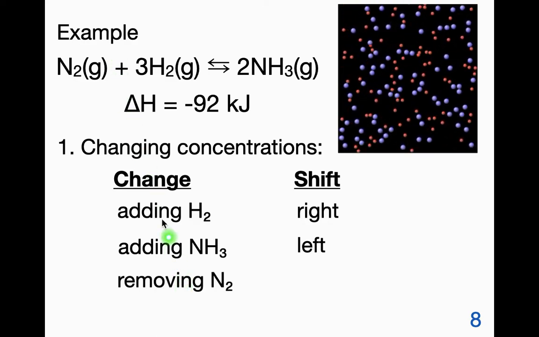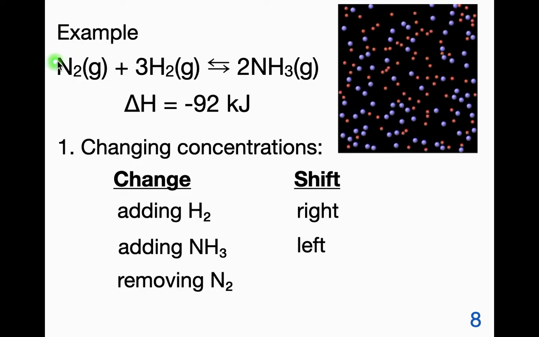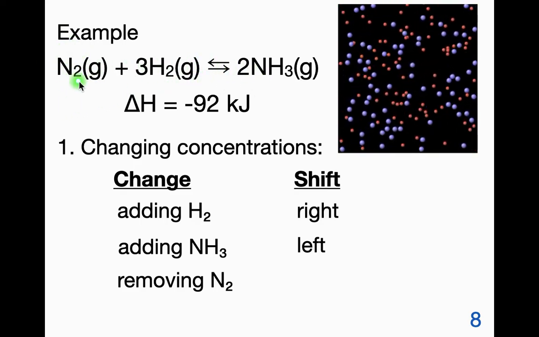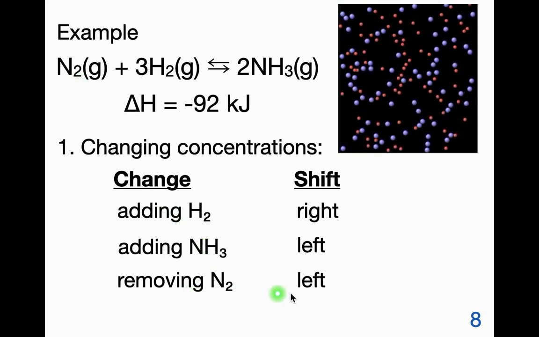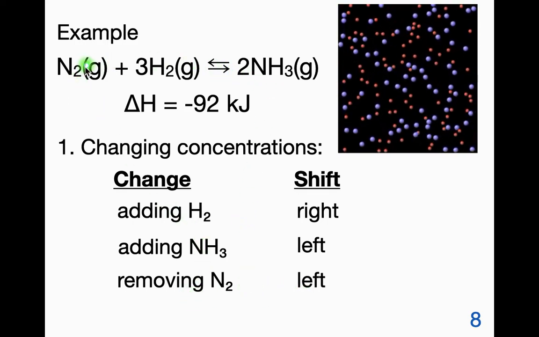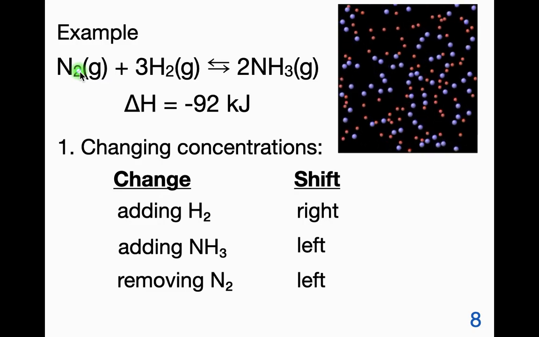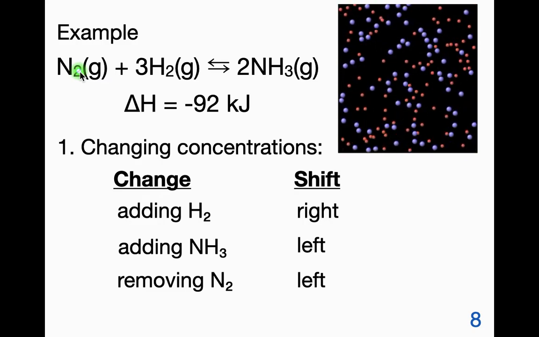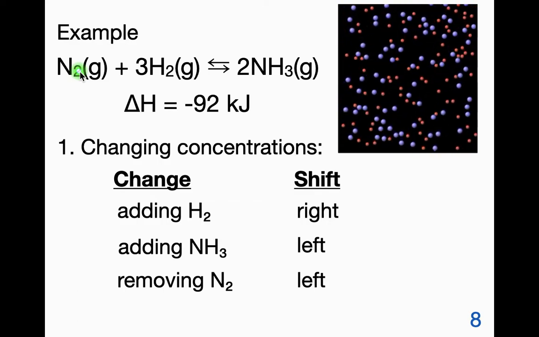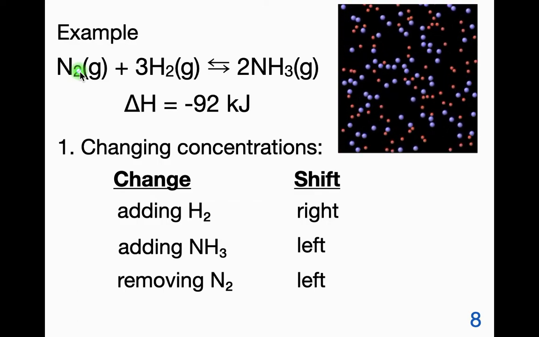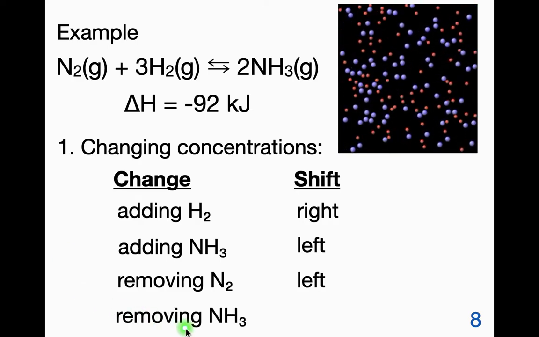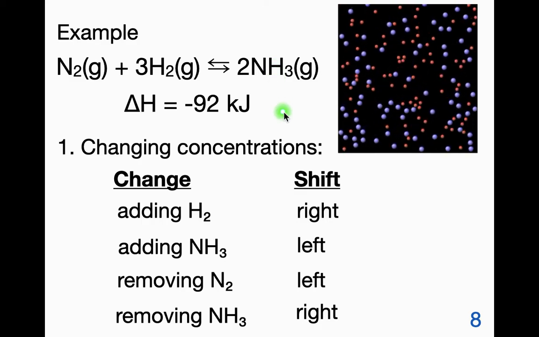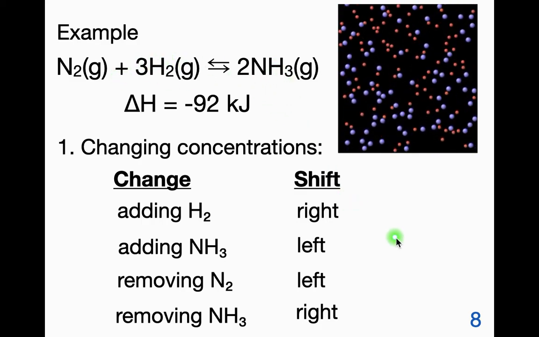If we remove nitrogen, nitrogen is a reactant, so the reaction is going to shift to the left to counter that change. By shifting to the left, it's going to make more nitrogen. Again, Le Chatelier's principle is just like whatever you do to the reaction, it's going to counter that effect. If you remove something, it'll replace it. If you add something, it's going to remove it. So if I remove ammonia, it's going to shift to the right.